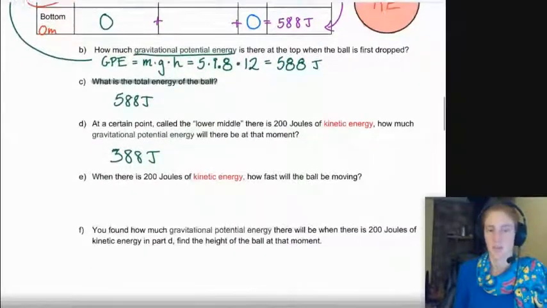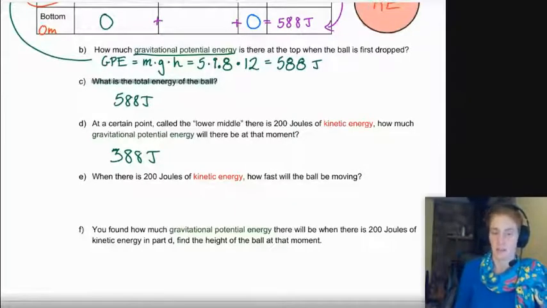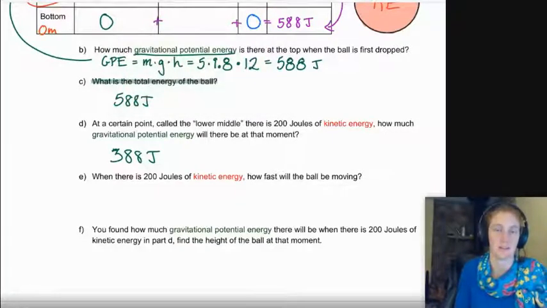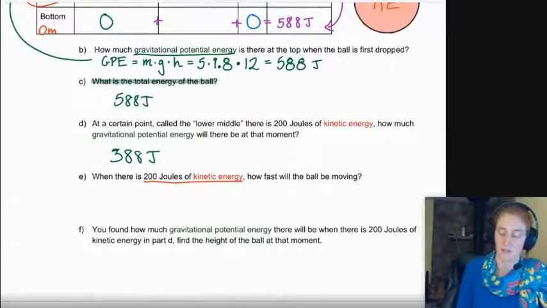So the next couple are slightly trickier because now you're given an amount of energy and you need to solve for something else in the equation. So I recommend you write down the equation first, plug in what you know, and then solve for what you don't. So when there is 200 joules of kinetic energy, how fast will the ball be moving? So I'm looking for a velocity here.